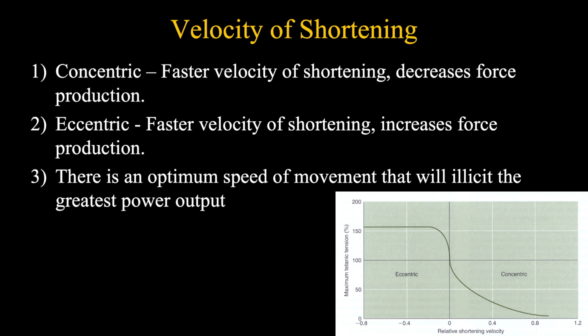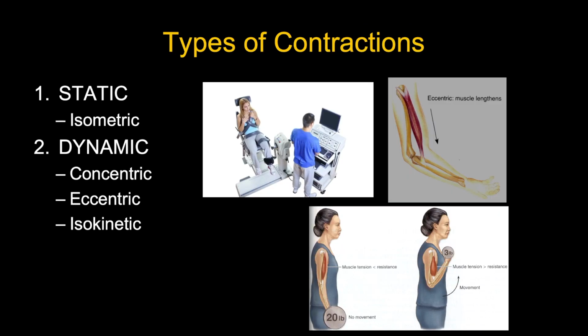So there is going to be an optimum speed of movement that's going to elicit the greatest power output. The combination of force and velocity makes a difference in our power output, which is force over a given period of time. In the next few slides, we're going to cover the different types of muscular contractions. We'll be looking at static and dynamic contractions.